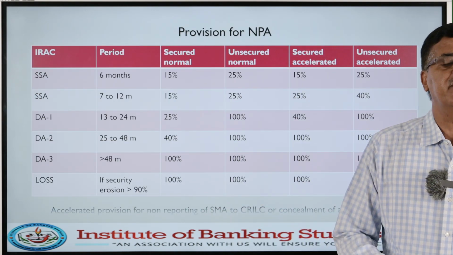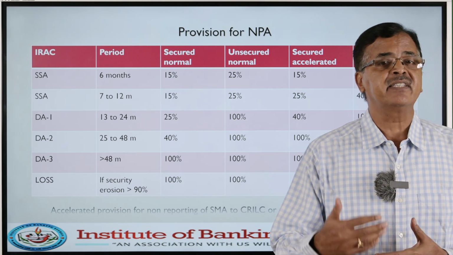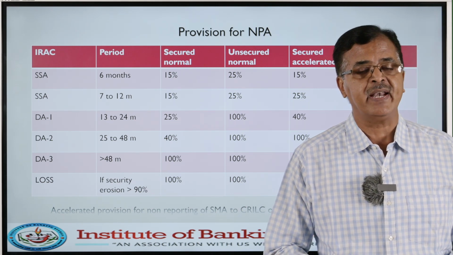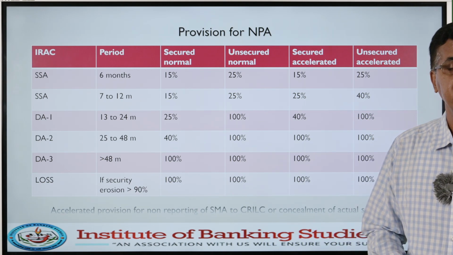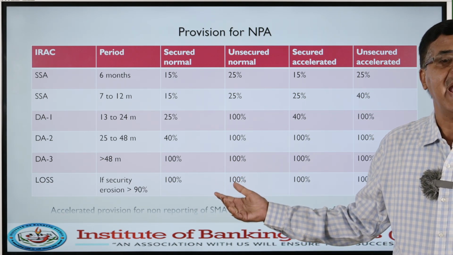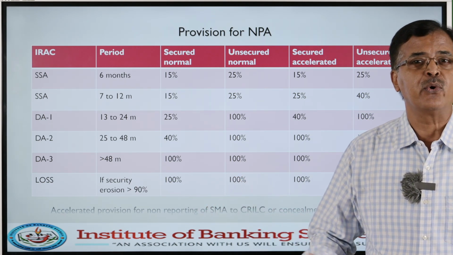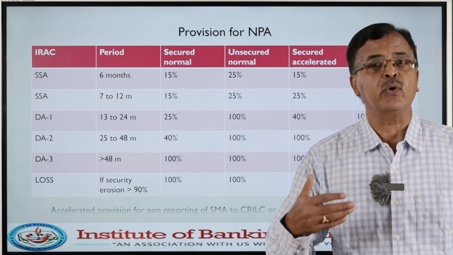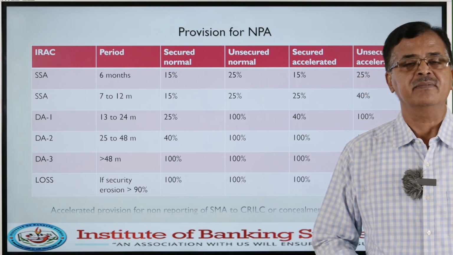And this is another table which shows a higher, accelerated provision requirement if the bank fails to report any irregular advance to CRILC.